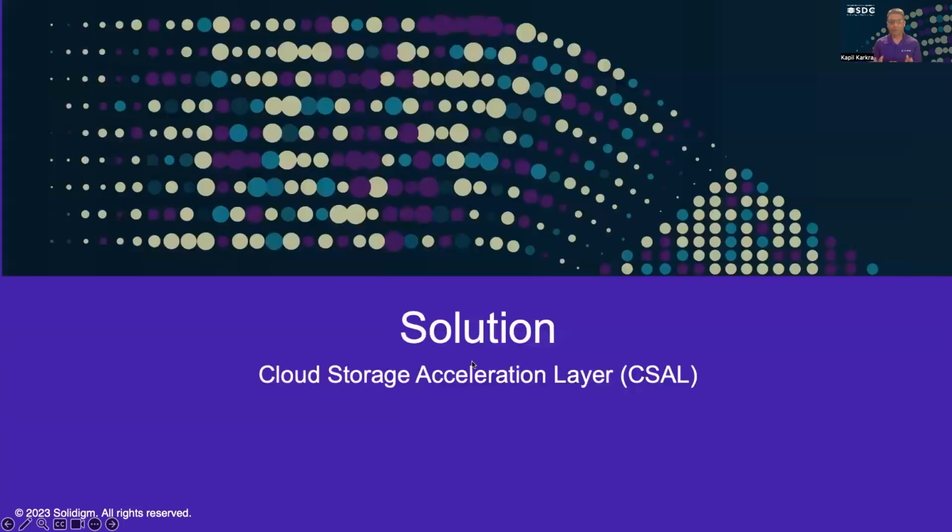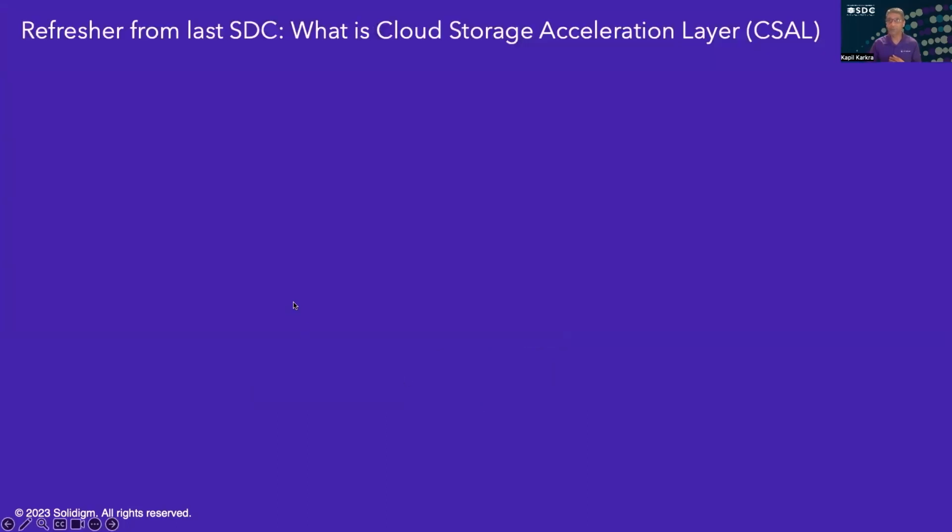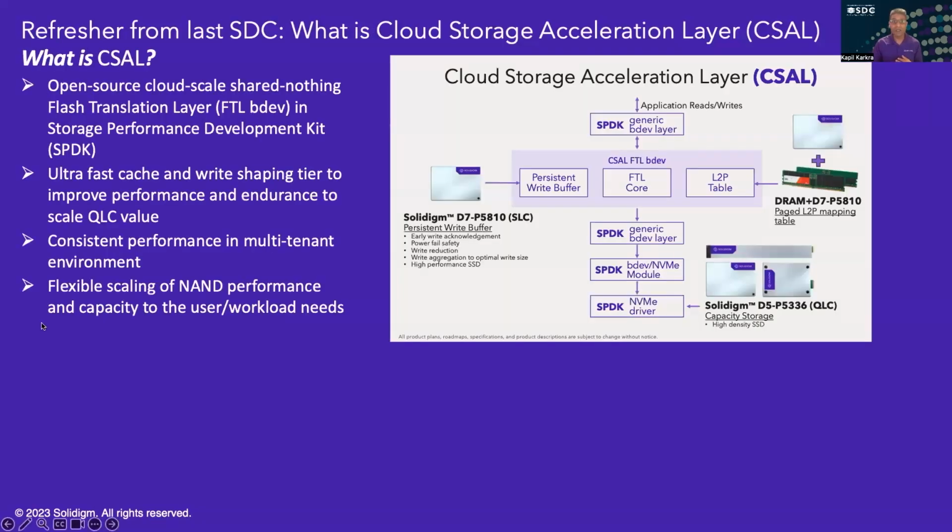I've divided the solution portion into two distinct sections. First, we'll talk about CSAL, Cloud Storage Acceleration Layer, and then we'll talk about the reference storage platform. So let's jump into CSAL a little bit more. For those who missed last year's presentation on CSAL at SDC 2022, here's a refresher for you. CSAL is a host-based FTL in SPDK. It's a BDEV in SPDK. Let me explain what it does with a performance pipe metaphor first at a high level.